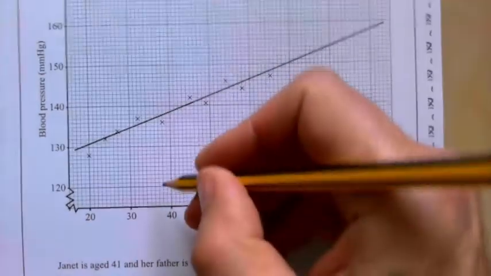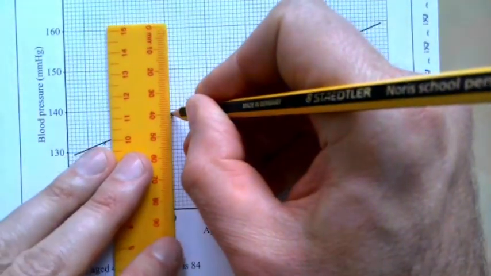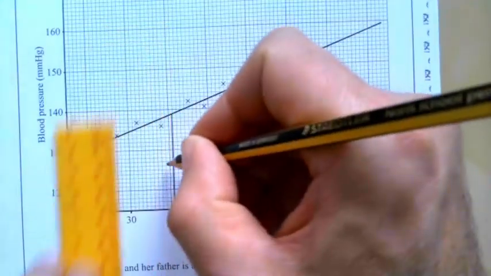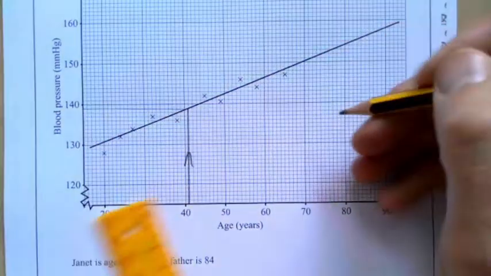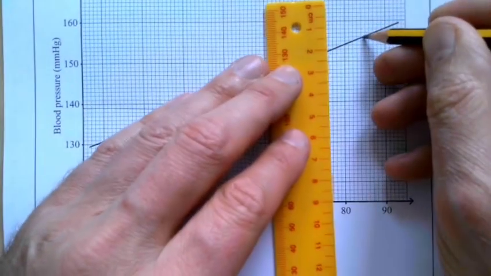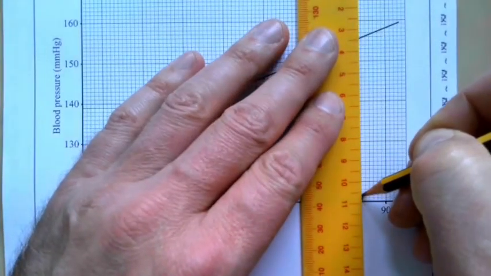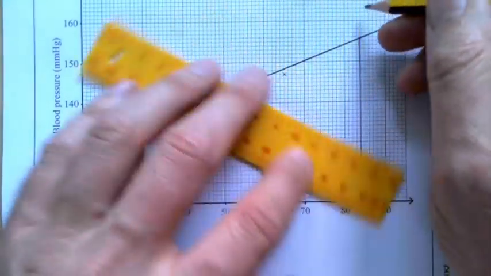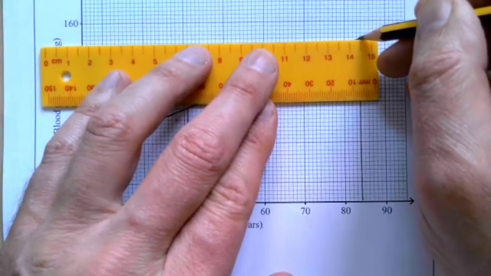and 156. Sometimes they want you to show your working out here, but it doesn't really matter for this question. So we have that, and you read across, and sure enough, it is indeed 139. And if you go across at 84, let's go up, you do get your 156.